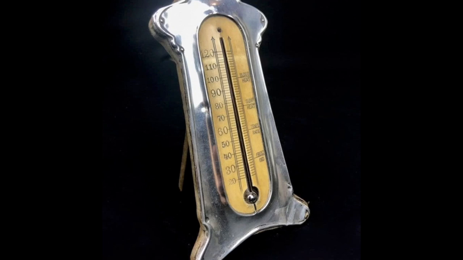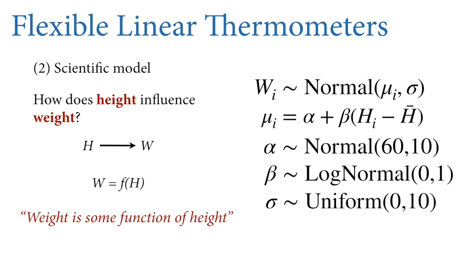And statistics is both fortunately and unfortunately like this, in a sense. These linear regressions are like flexible linear thermometers. They're very powerful ways of measuring associations between variables. And you'll start to appreciate some of that power as we move forward. In the next lecture, I'll show you more of it.